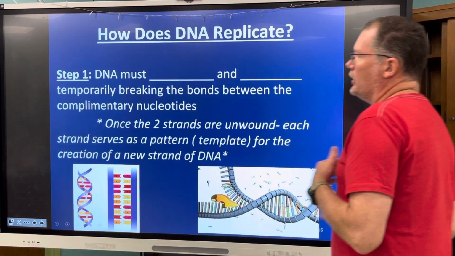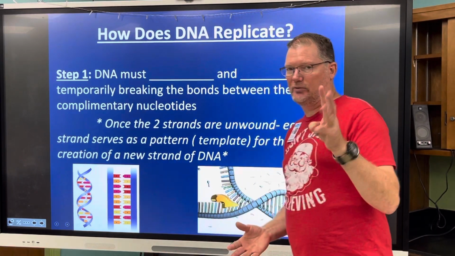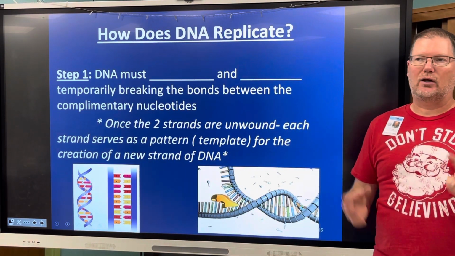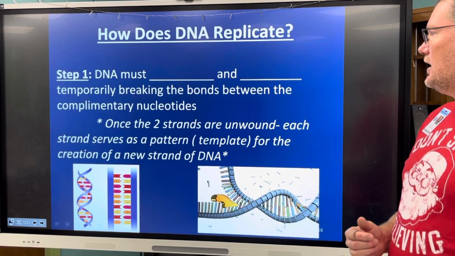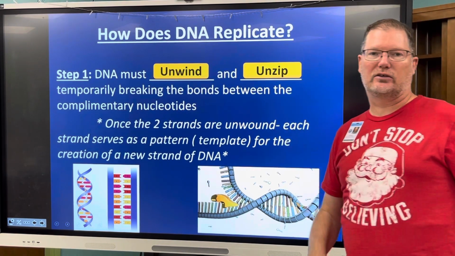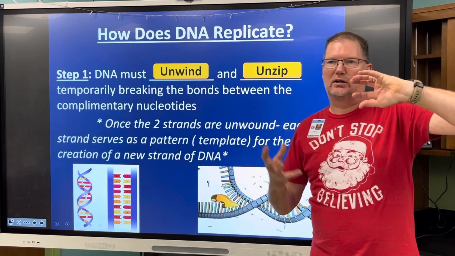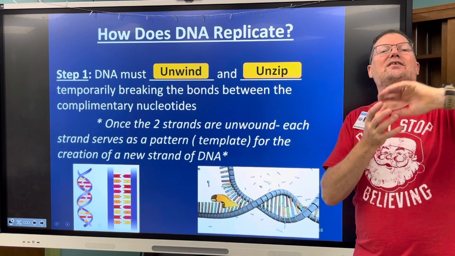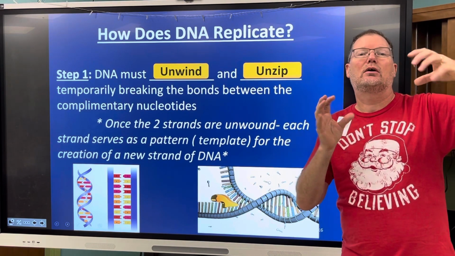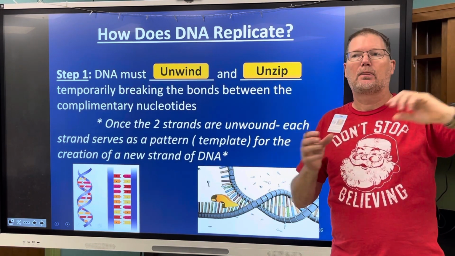So how does RNA replicate? There are 3 steps. 3 steps how RNA gets the information from DNA. So DNA must unwind and unzip. You've got this double helix, but there's no way to get in there. So it has to unwind, not the entire strand, but pieces of it at a time, okay?